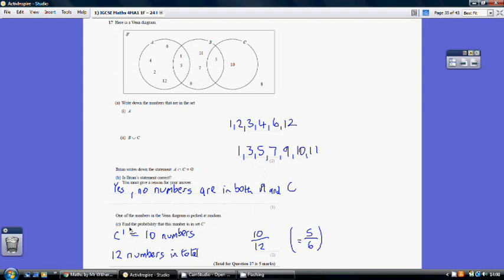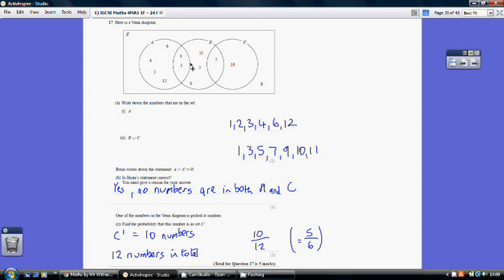Now for part C, we've got to find the probability if we pick a number that it is in set C dash. Now C dash is the complement set for C. That means the numbers which are not in C. So how many numbers are not in C? Well, this 8's not in C, or this 9, 7, 11, or this 1 or the 3, or the 12, the 2, the 4 and the 6. Now there are 10 numbers there that are not in C.